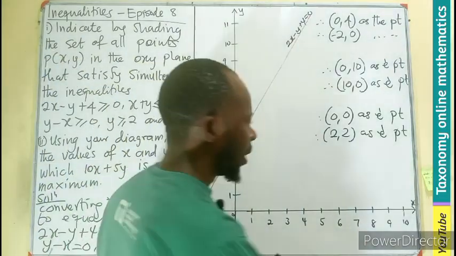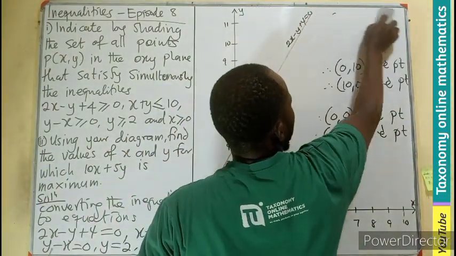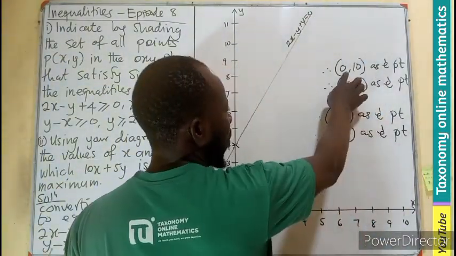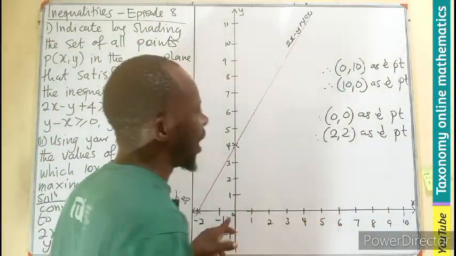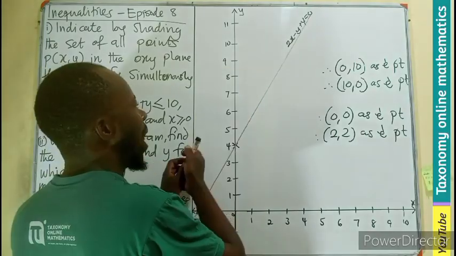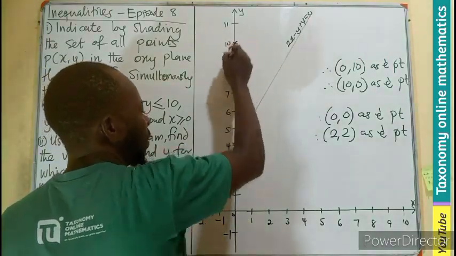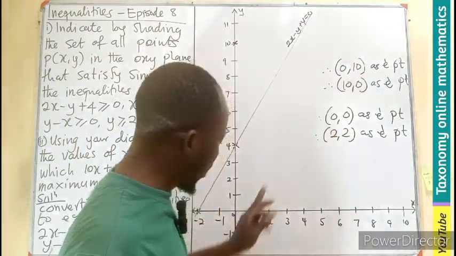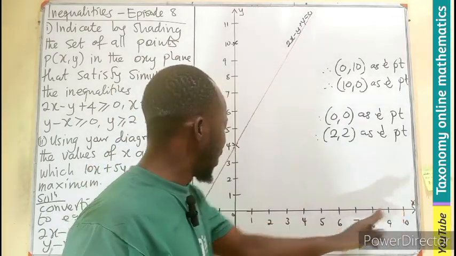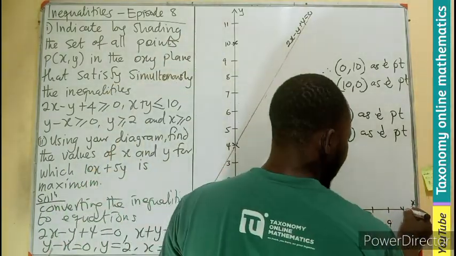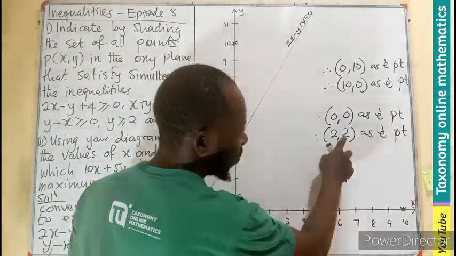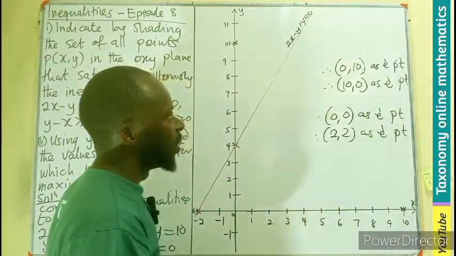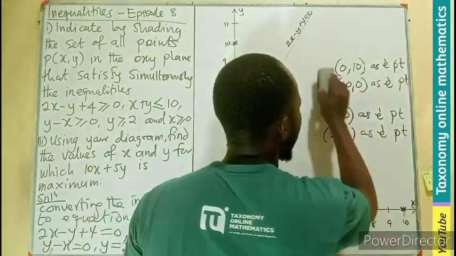Then the next one is 0 on the x-axis, which is still here, then 10 on the y-axis. Then 10 on the x-axis and 0 on the y-axis. It also meets here. So we are going to draw a line through this. But let me plot this so I can claim this one here also.